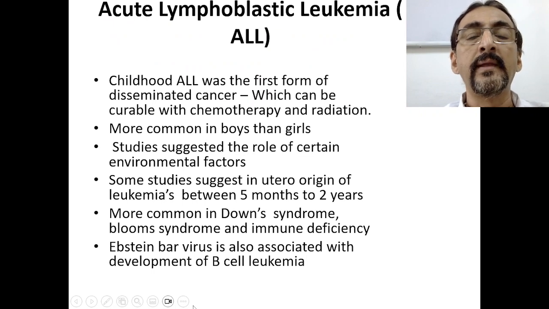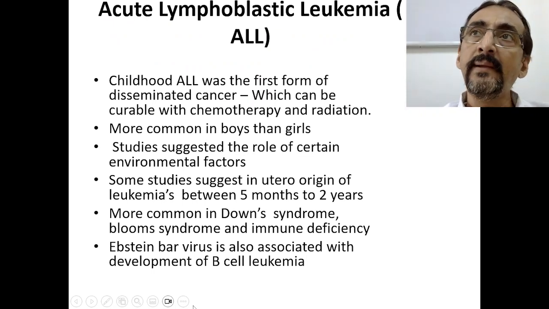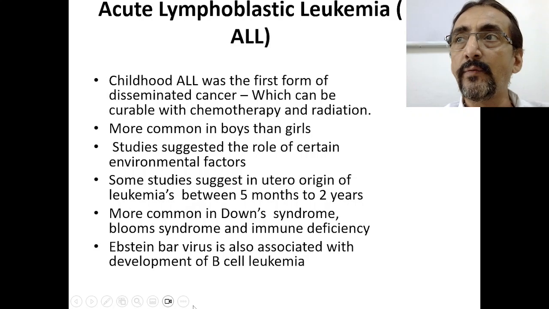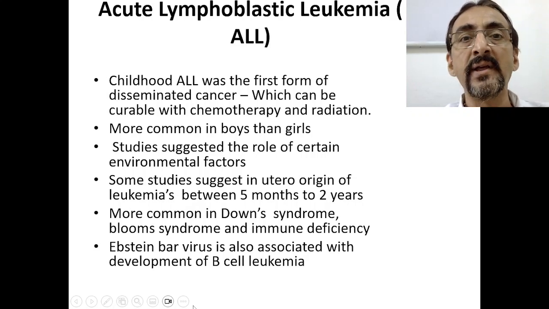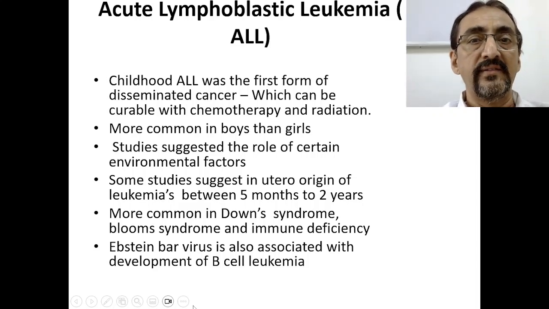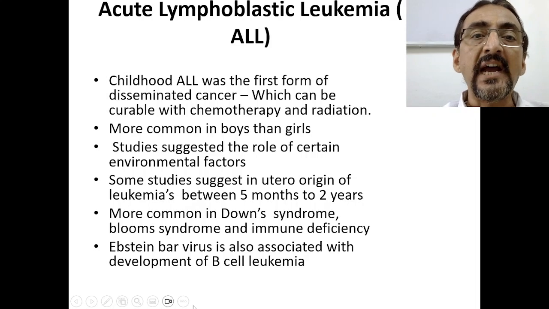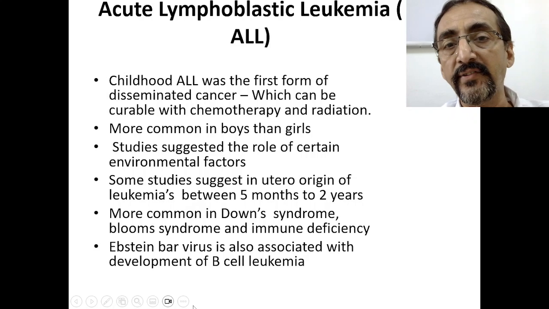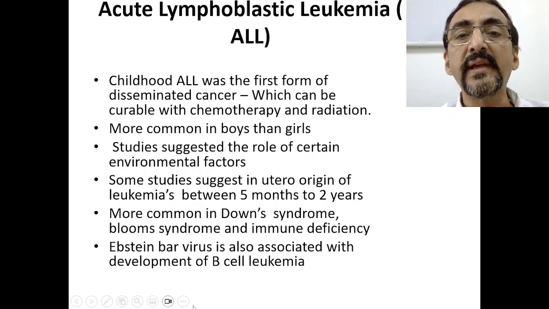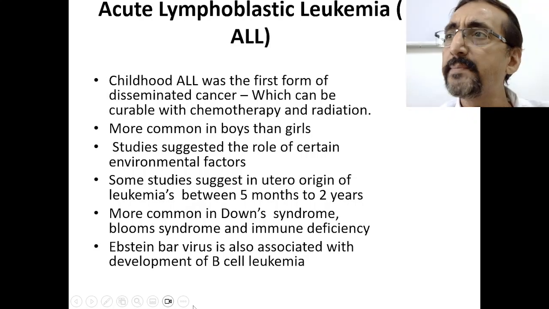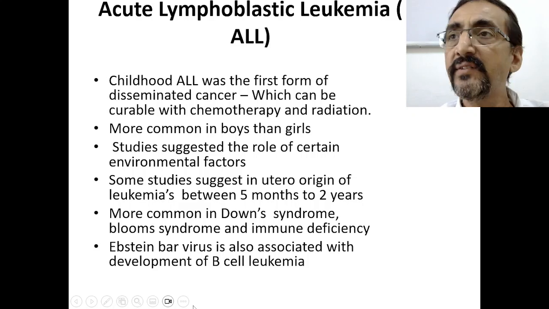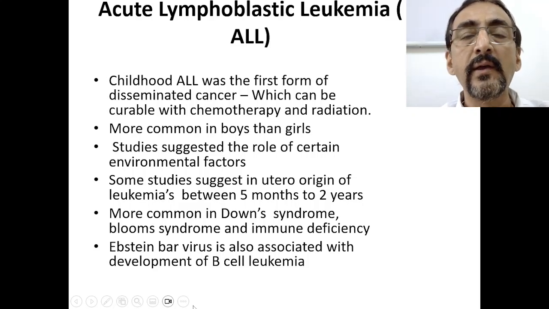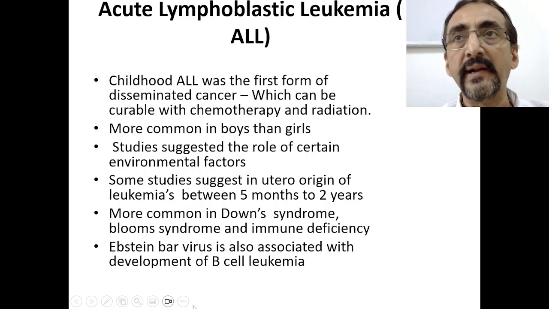Now we come to the very important and most common type of leukemia in childhood practice, that is acute lymphoblastic leukemia. What is this? ALL. Childhood acute lymphoblastic leukemia was the first form of disseminated cancer which can be cured with chemotherapy and radiation. This is the best part of this particular leukemia. It is curable with chemotherapy and radiation.